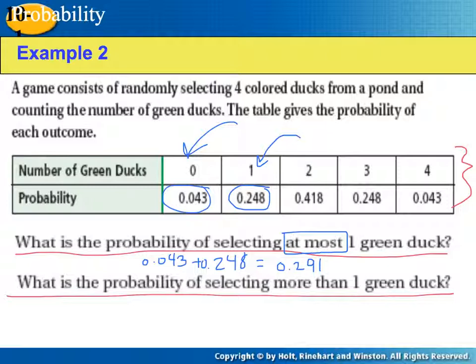All right, try the second one on your own. I want you to try that. I'm going to give you a few moments to write this down, but try to see if you can come up with that second one.